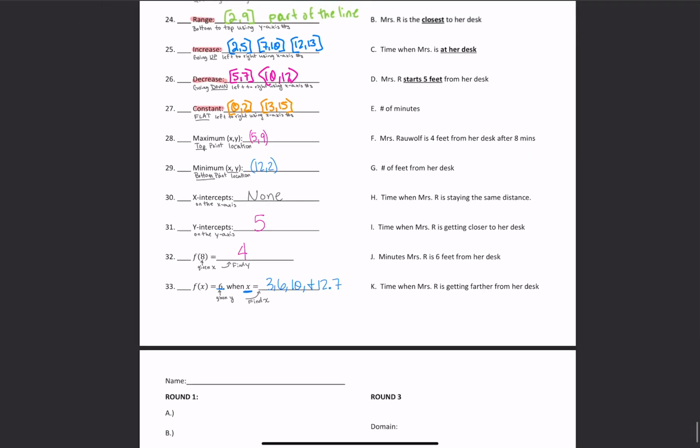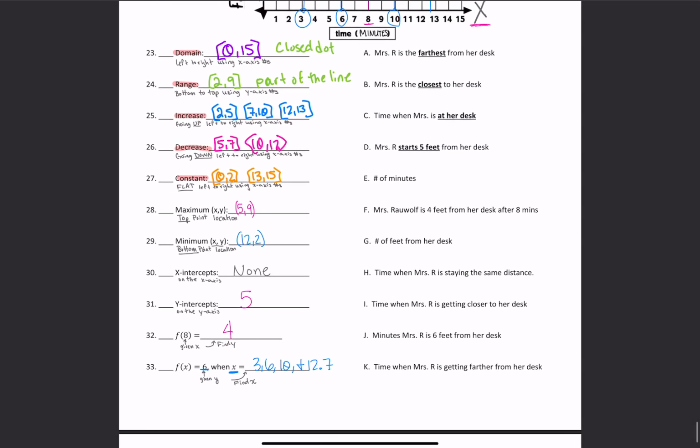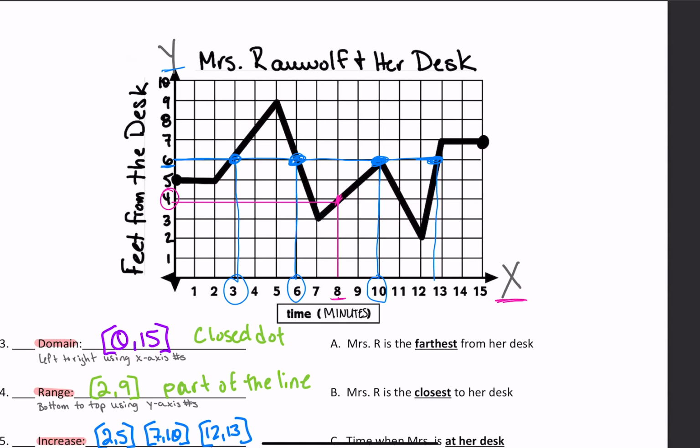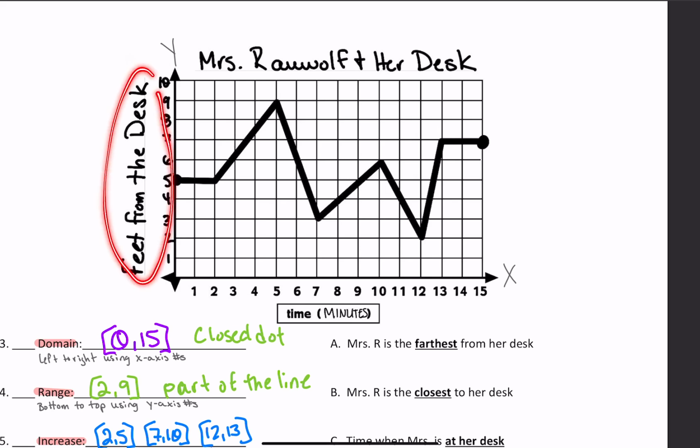Okay. Now, this next bit is we need to start matching up what all of these mean with their corresponding feature, right? So look at this. Let's look at our graph again. Get rid of all of these hootenannies. All right, well, I want the y and the x. So, we're talking about feet from Miss Rawolf's desk and time in minutes, right?